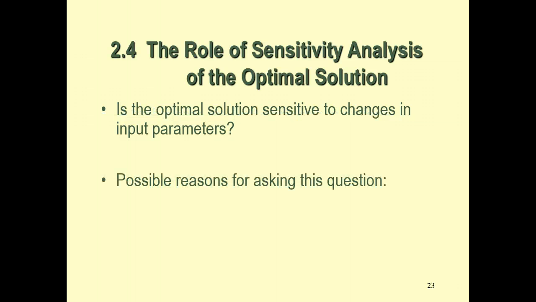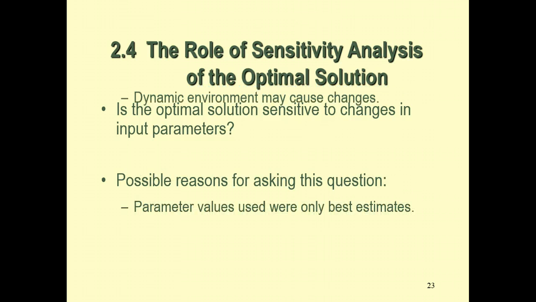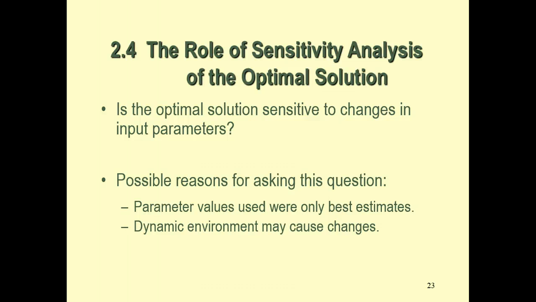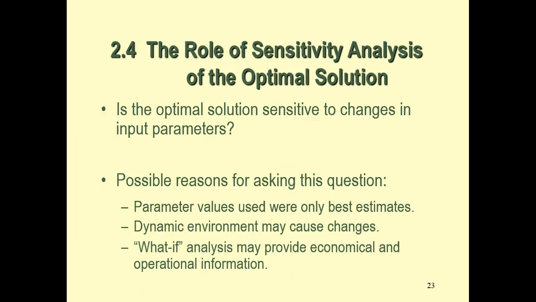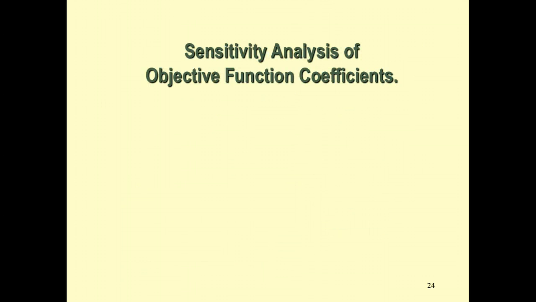Okay, so the book states it a little bit differently. It says, is the optimal solution sensitive to changes in the input parameters? That's kind of what I'm saying. If we change that $8 per dozen for space rays and $5, does it change the solution, or is that still the solution? Because parameter values used were only best estimates, we have a dynamic environment that may cause change. Maybe a competitor enters the market, or maybe there's a shortage of these space rays and zappers, and we can charge more. What if analysis may provide additional economic and operational information?